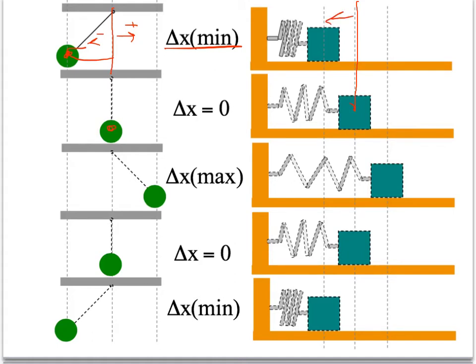Then when we're at equilibrium, we obviously have 0 displacement from equilibrium. We've moved over into the positive at the furthest we're going to go, maximum displacement. Back to equilibrium, 0 displacement. And back to our starting point, which in this case is to the left, so it's negative. And that would be our minimum displacement, because negative is smaller than 0.